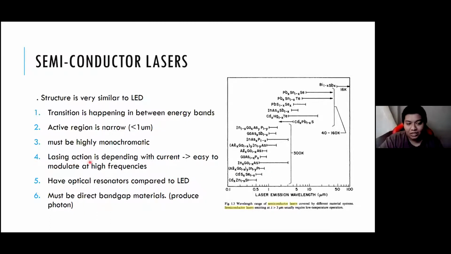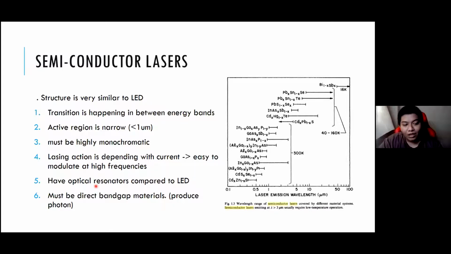And then we go towards number 4. Lasing action depends on current, which is easy to modulate at high frequency. So what does it mean by lasing action? Lasing action is when we are generating a coherent beam of light at a single frequency. So that is what lasing action is, which is the laser itself. And to understand more about this, we will go further in detail.